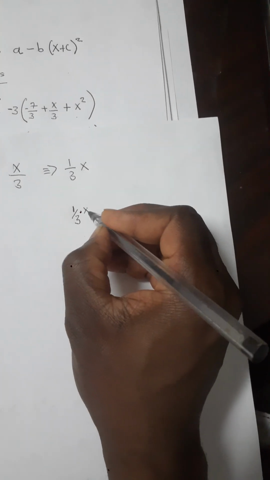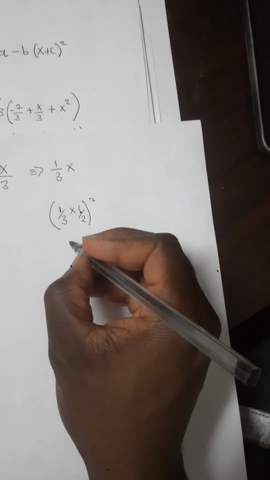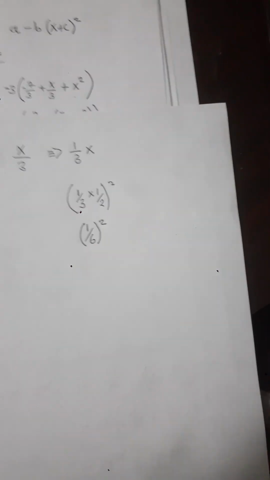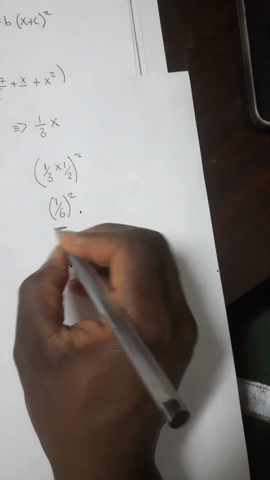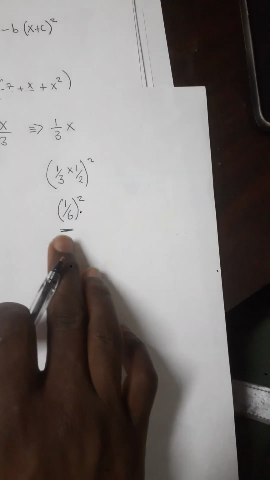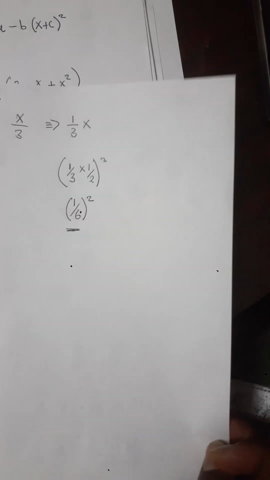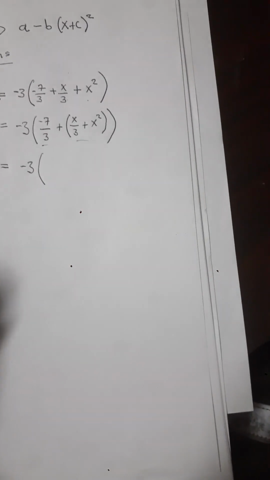I multiply this by half, then I raise my answer to the power of 2. So this will give me 1 over 6 raised to the power 2. I'm not going to simplify it at this stage. I will just take it like that. Once I have this value, 1 over 6 raised to the power 2, I get back to my quadratic expression.